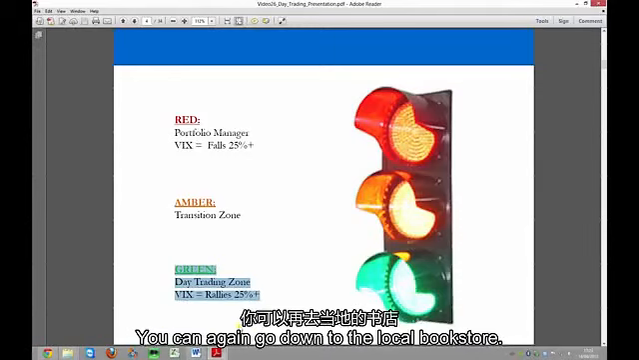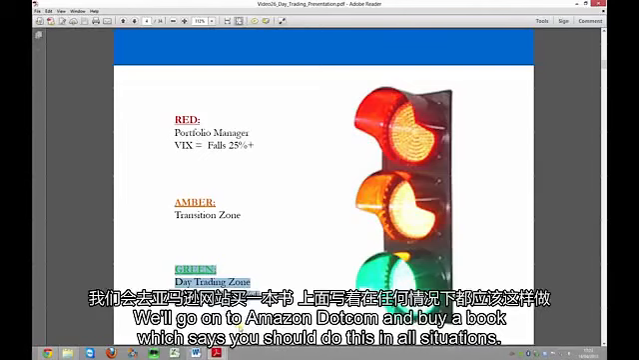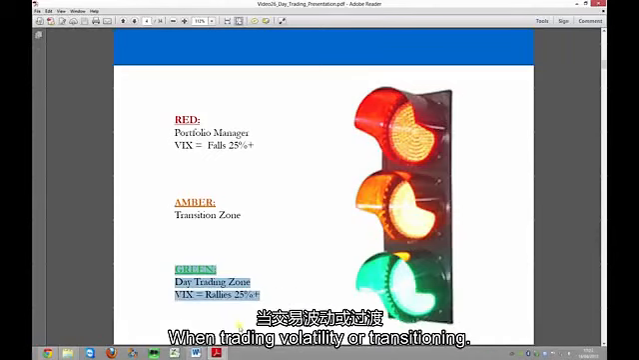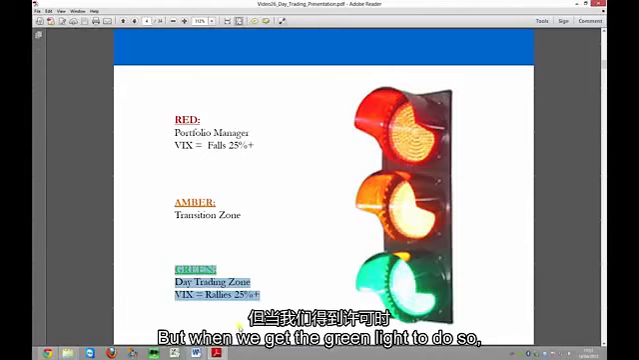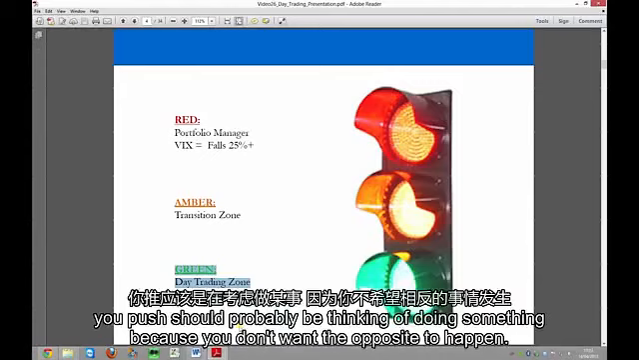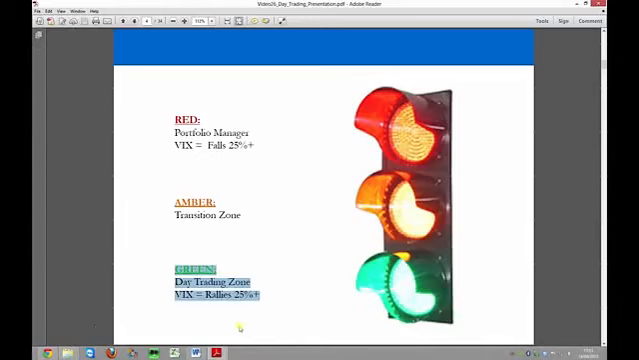You can't, again, go down to the local bookstore or go onto Amazon.com and buy a book which says you should do this in all situations when trading volatility or transitioning. But when we get the green light to do so, you should probably be thinking of doing something, because you don't want the opposite to happen.